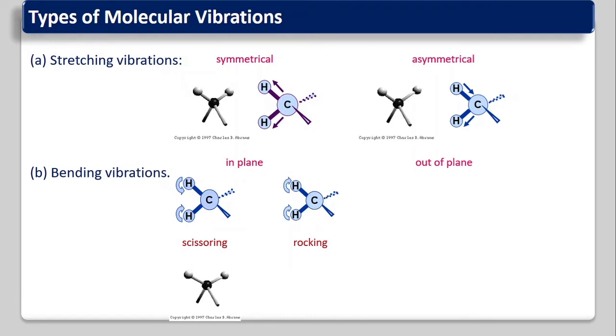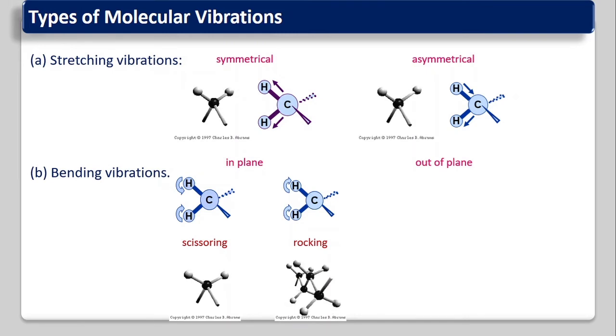The second is rocking. It is like while dancing, some people raise their hands and move them to the left and right. In this way, both bonds simultaneously move to one side and to the opposite side, left and right. This is the difference between scissoring and rocking. In both vibrations the plane remains the same, so these are called in-plane bending vibrations.